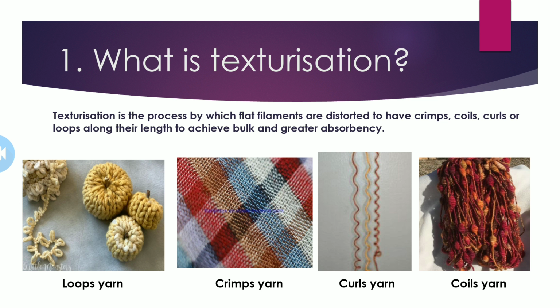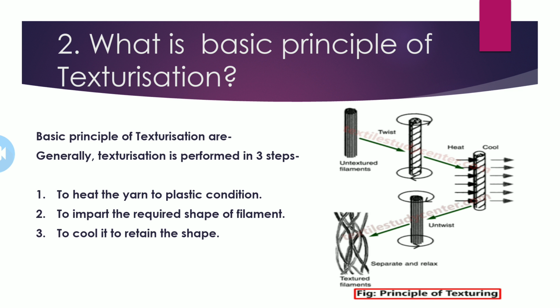Texturation is the process by which flat filaments are distorted to have crimp, coils, curls or loops along their length to achieve bulk and greater absorbency. So here are some pictures. We can see loop yarns, crimp yarns, curl yarns and coil yarns. These were first flat filaments, then after the texturation these shapes come, then we can use this yarn according to the requirement.